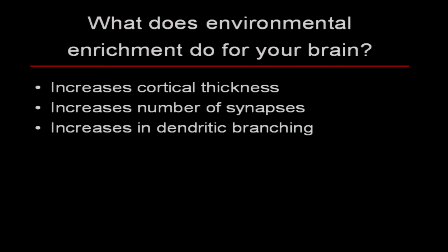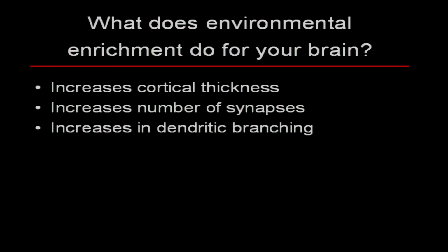Increases in cortical thickness. What was that due to? Did they just have suddenly twice as many cells in these areas? No, it was not a change in the number of cells. It was the increase in the number of synapses. That means your axons and dendrites in these areas are growing and shifting.